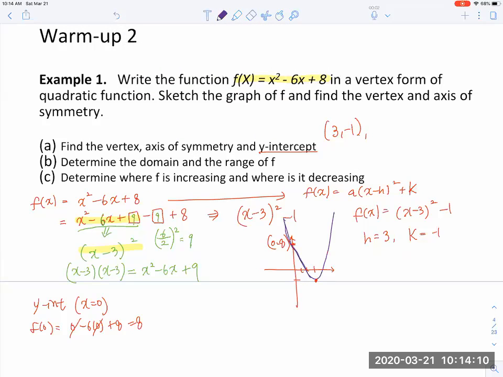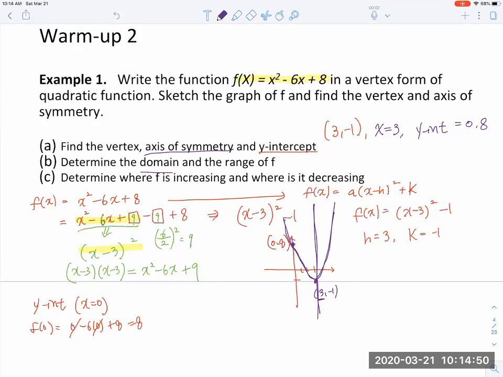You have a minimum point (3, -1), and you have y-intercept 8. And also the axis of symmetry is exactly a vertical line that divides this parabola into two parts. This vertical line is x equals 3. And then the y-intercept we got is 8. That's your solution, okay?